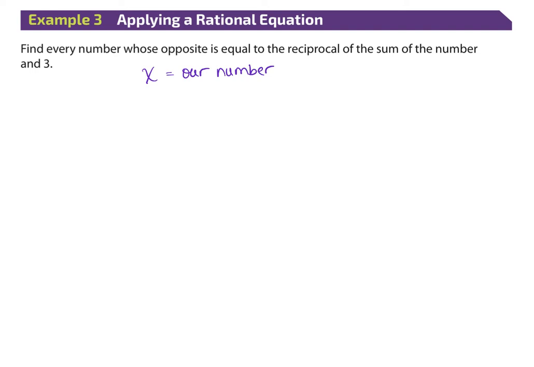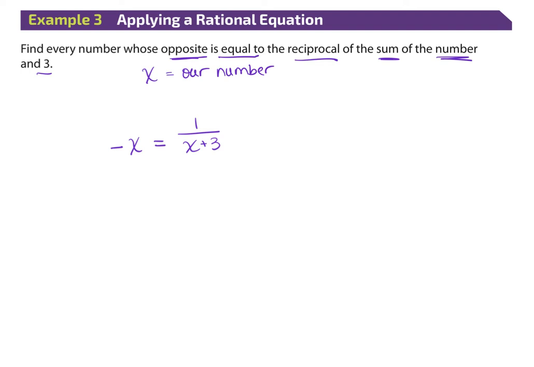All right, so now we're going to base everything, when they say the word number, we're going to use x, right? So the number whose opposite, how do I write the opposite of x? Negative x is equal to, well, that we should know how to write. Reciprocal. Reciprocal means 1 over, right? So 1 over sum, that means addition, right? Of the number, we don't know the number, x, and 3, plus 3. There we go, right? Everybody see how he did that?